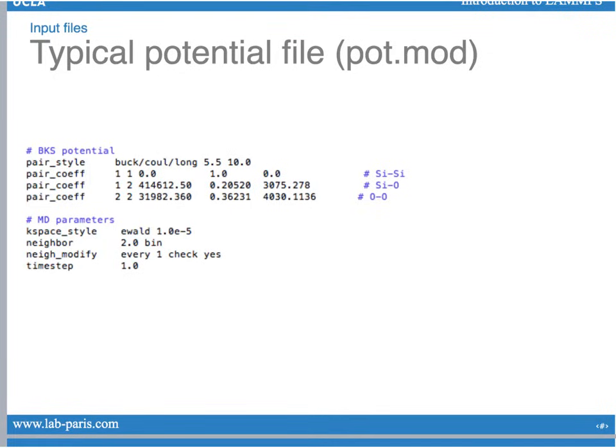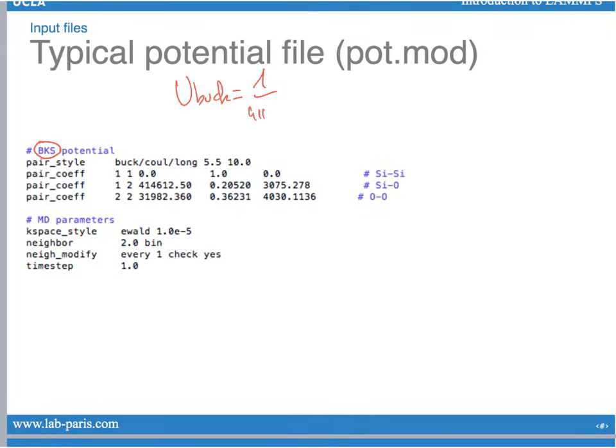And what are the parameters? What are the parameters for the potential? Here in this case, we will be using the BKS potential. This is a potential that works quite well for glassy silicon. In this case, this potential relies on a Buckingham form. So a Buckingham potential has the following form.